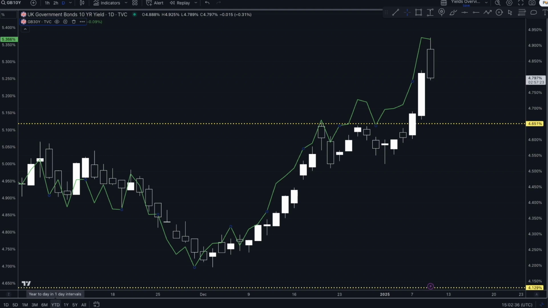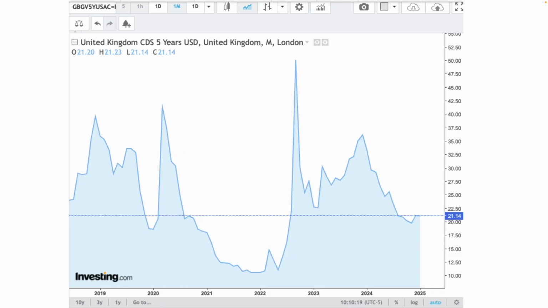And what they cite is the UK's 5-year sovereign credit default swap chart. You can see that that hasn't been spiking higher. So usually that tends to move higher when there's a risk of sovereign default, but it hasn't. So that tells you that it's not a sovereign default risk that's driving that bond market move. Now that's good news for the pound.